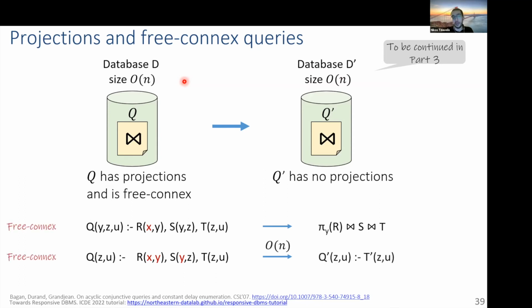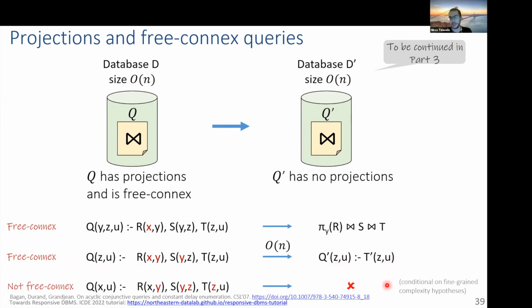And so here in those examples, both those queries are free-connex, which means that for the second query, we can apply this linear time transformation to get another query Q prime, which produces exactly the same answers and doesn't have any projections. Now, for queries that are not free-connex, this trick doesn't work, and it doesn't work provably under some hypothesis in fine-grained complexity.